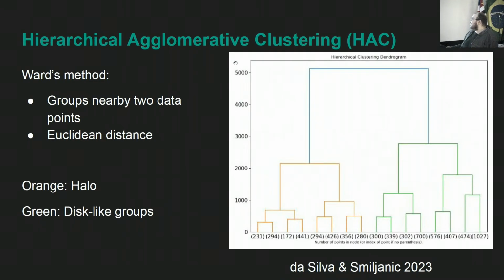We did a hierarchical agglomerative clustering using Ward's method. This is super old in the literature. It groups the two nearest points using Euclidean distances. And here you can see a dendrogram of this technique. In orange are the halo groups, and in green are the disk-like groups. It doesn't have the sensitivity to separate the thick and thin disk because we are getting stars that are more metal poor than this separation.